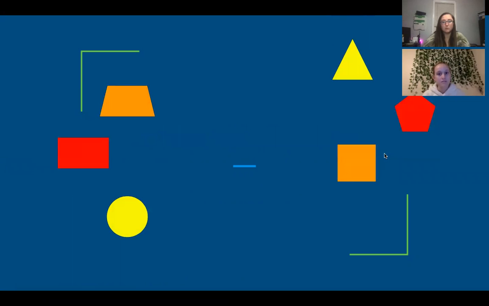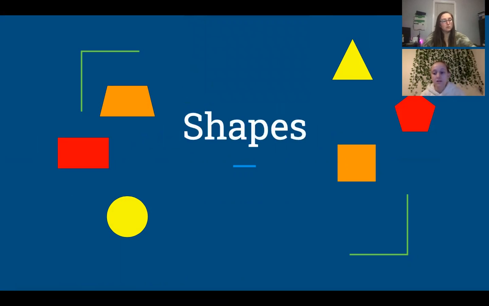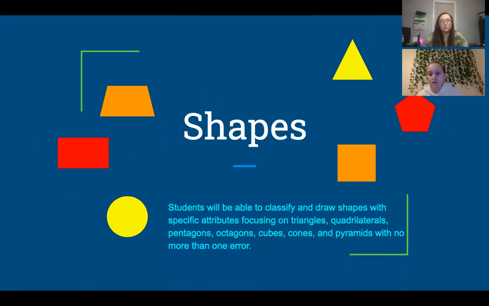Okay, so based on these pictures, what do you think we're learning about today? That's right, you guessed it. We're going to start learning about shapes. After today's lesson, you're going to be able to classify and draw shapes with specific attributes, focusing on triangles, quadrilaterals, pentagons, octagons, cubes, cones, and pyramids.